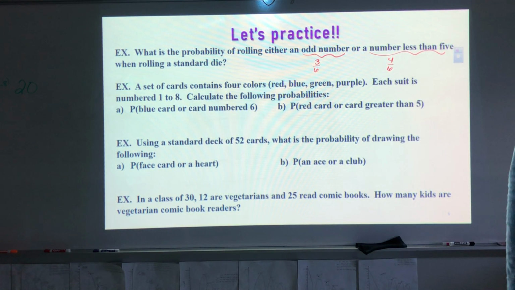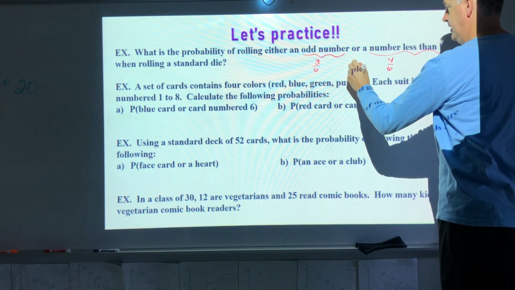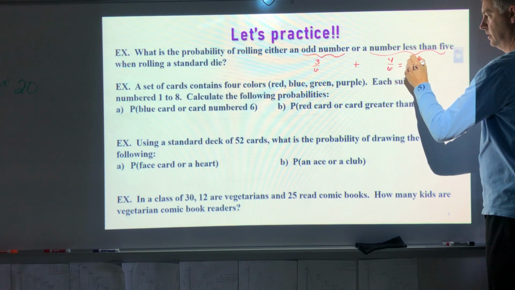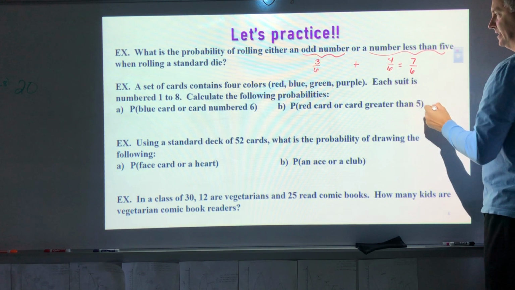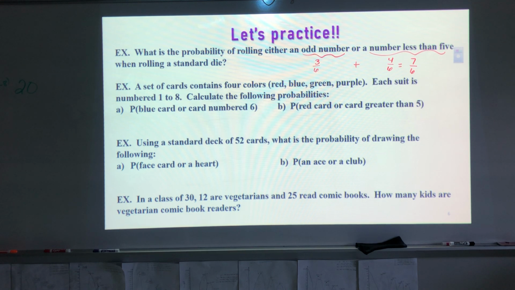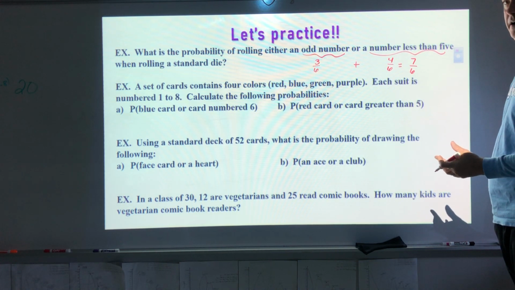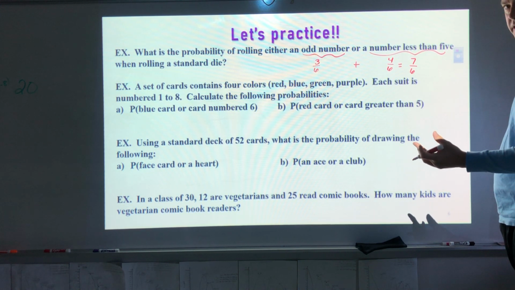So, let's begin the process, right? When we see the word or, it means add. So we're going to add these together. And right now we're sitting at 7/6. We can't have 7/6. We can't have more than 100% chance. There's got to be some overlap in there. So you got to think about this. What are the odd numbers on a die less than 5? Well, it's the 1 and the 3, right?